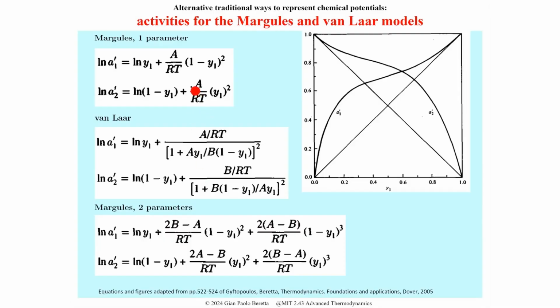For example, if you compute the activities for the Margules, Van Laar, and Margules 2 parameters, here are the expressions, and here are their, for the Van Laar. This is, I think, this is for the Van Laar, and how the activity depends on mole fraction and on that parameter that characterizes the model, or the parameters A and B that characterize the model.